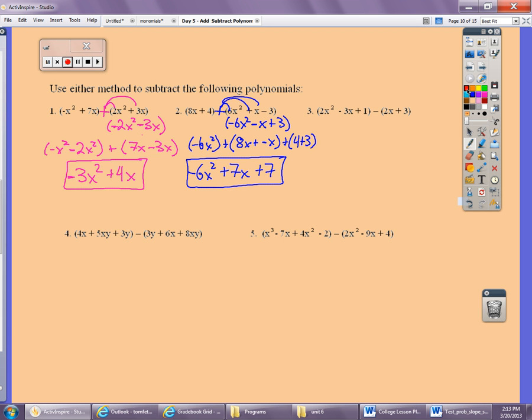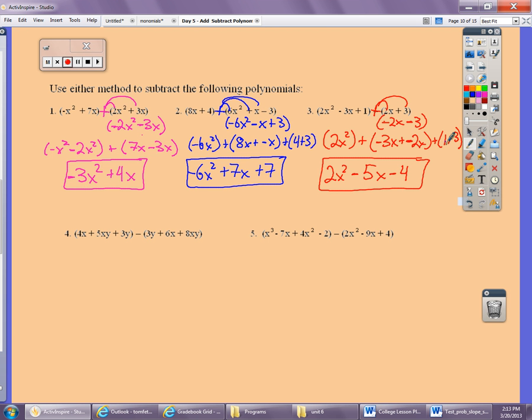Then the last one, number 3 over here, distribute this negative. So I have negative 2x minus 3. So I group my x squared, so I just have 2x squared. I group my x's, so I have negative 3x and a negative 2x. And then we group our numbers. I have 1 plus negative 3. So when I look at this, I just have a 2x squared. We add our x's, well, negative 3 plus negative 2 is negative 5. So it's minus 5x. 1 plus negative 3 is negative 4.